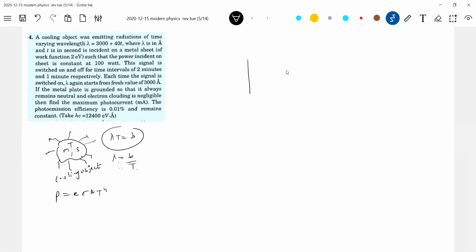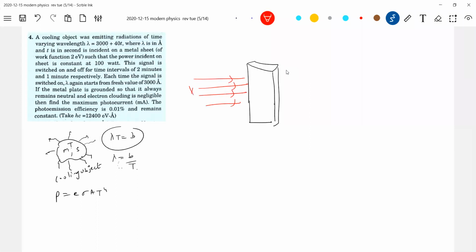We have a metal sheet, and there's an incident wavelength, which is lambda equal to 3000 plus 40. So that the power incident on the sheet is constant. He has given incident power, Pi, we will take it. The metal plate is earthed. Find the maximum photoelectric current.